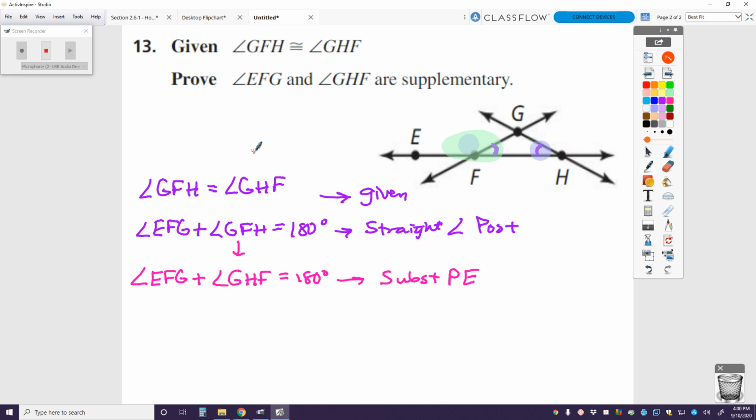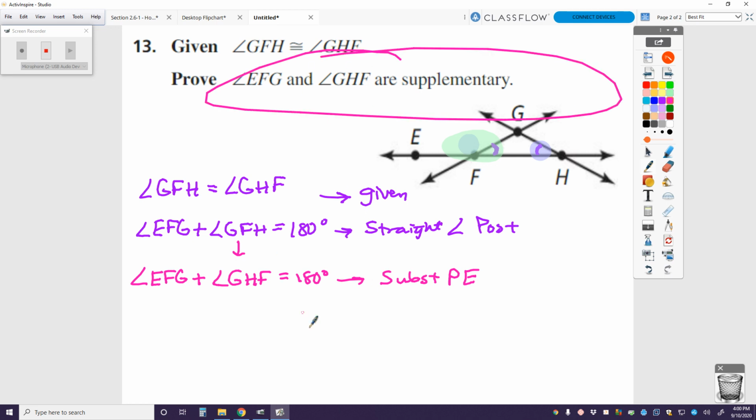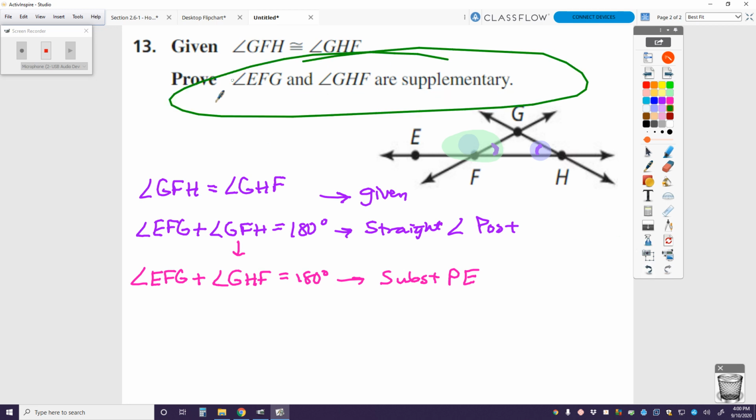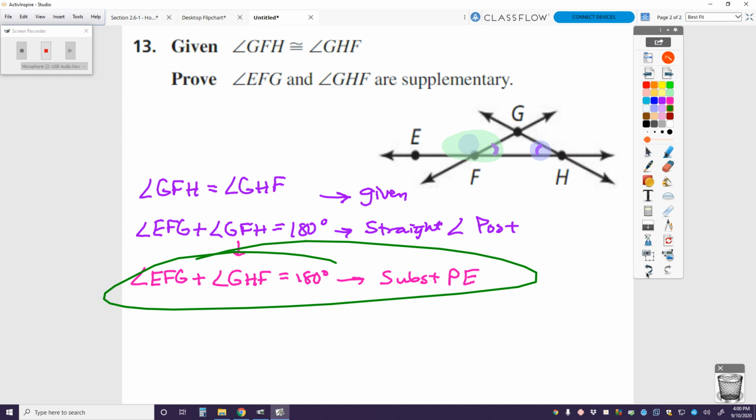Now, some people might go, boom, we're done. We were asked to prove that those two angles are supplementary. We just showed they added up to equal 180. And I would say you are almost done. You are not fully done. You are going to get points off if you leave it as this. When they say prove the angles are supplementary, that better be the last line of your proof. And right now, that is not the last line of our proof.